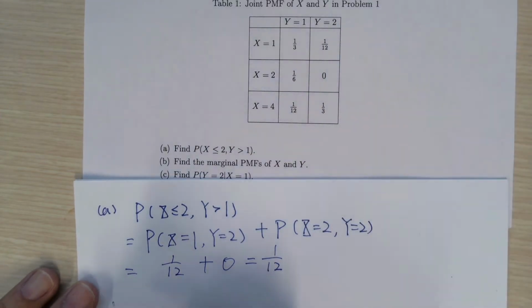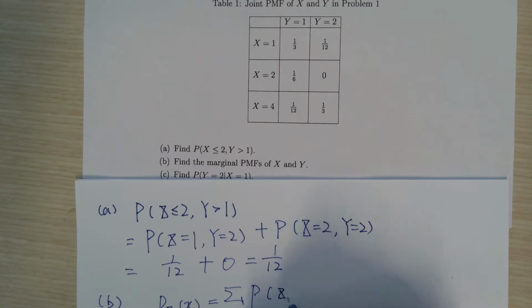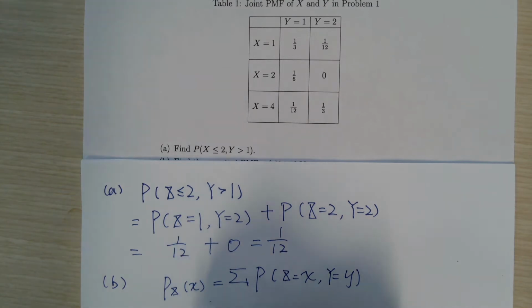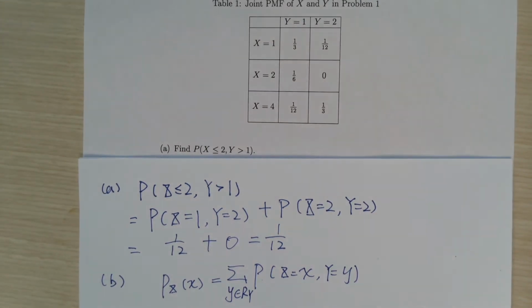So the next one is to figure out what is the marginal PMF. So first, if we're looking for the marginal PMF of x, if you remember the definition, it is the joint PMF, right? But we are doing a summation across all the y inside of its range. So put it together here, as you can see, it's pretty easy to compute, right?